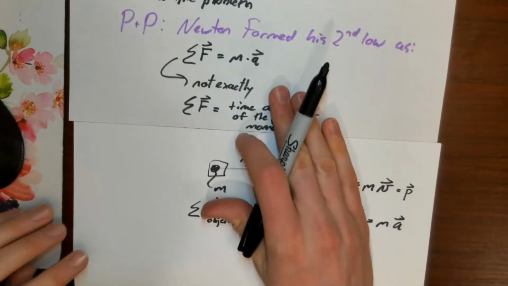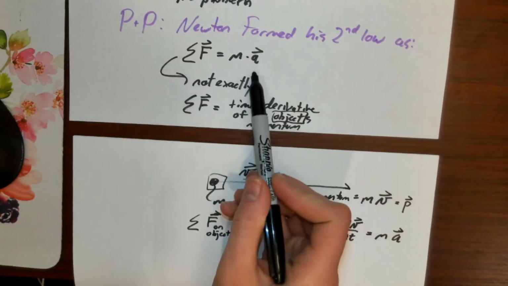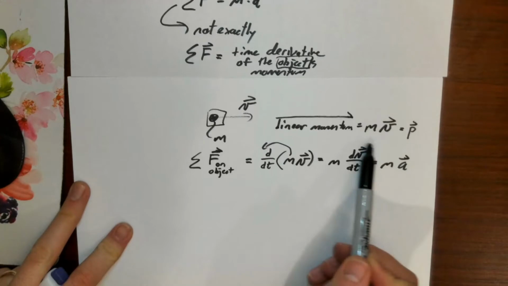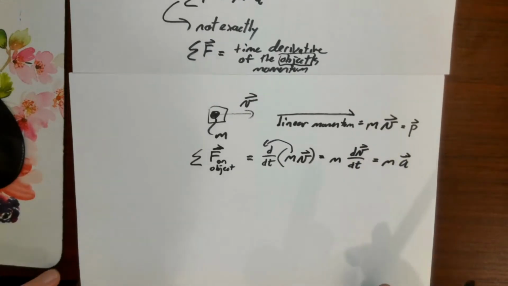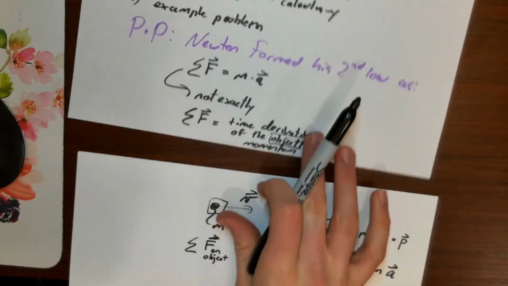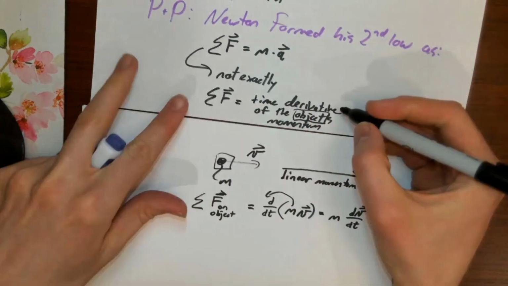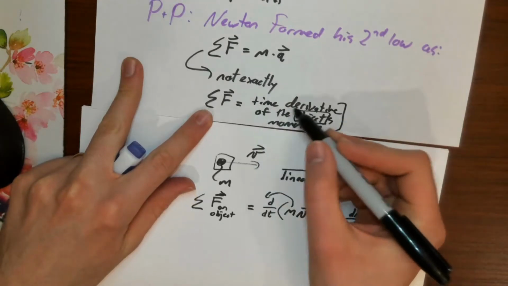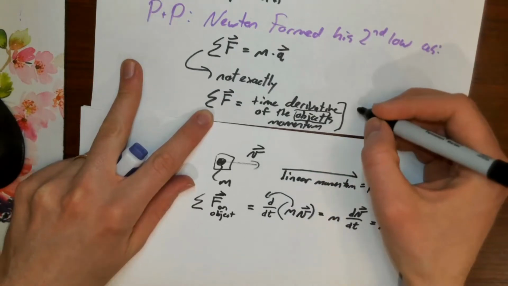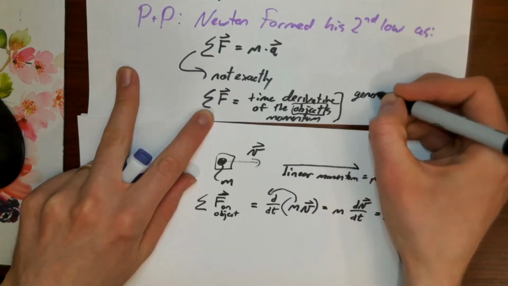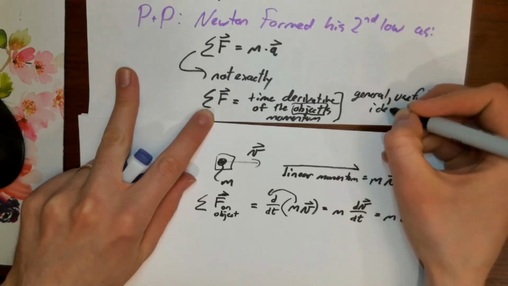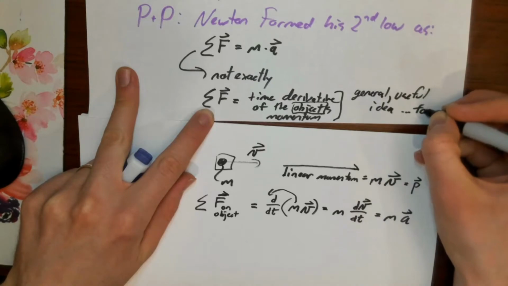So did Newton formulate his thing as sum of forces equal to ma? Well, kind of. He formulated it as the time derivative of momentum, which ends up getting the same net result. But the way he formulated it was actually momentum. And it turns out that this idea of the sum of forces being a time derivative of momentum is actually a slightly more general and useful idea, particularly for fluids.